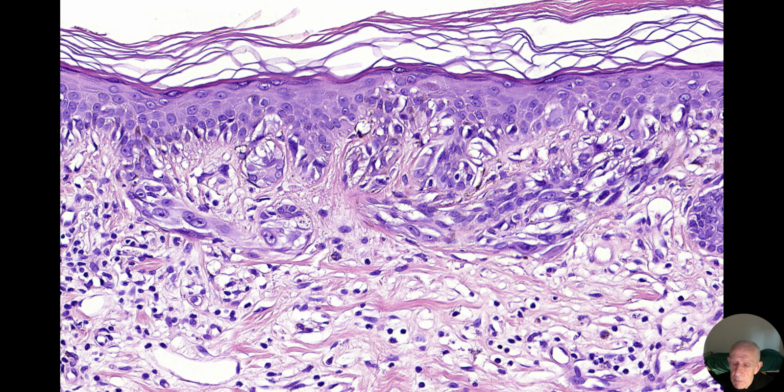We have enough categories of nevi without adding to them. But that's just me. And at high power, you can see the nuclei are in excess of 2 times the size of a basal keratinocyte nucleus, and there are prominent nuclei, and there's bridging. So that's a high-grade dysplastic nevus.